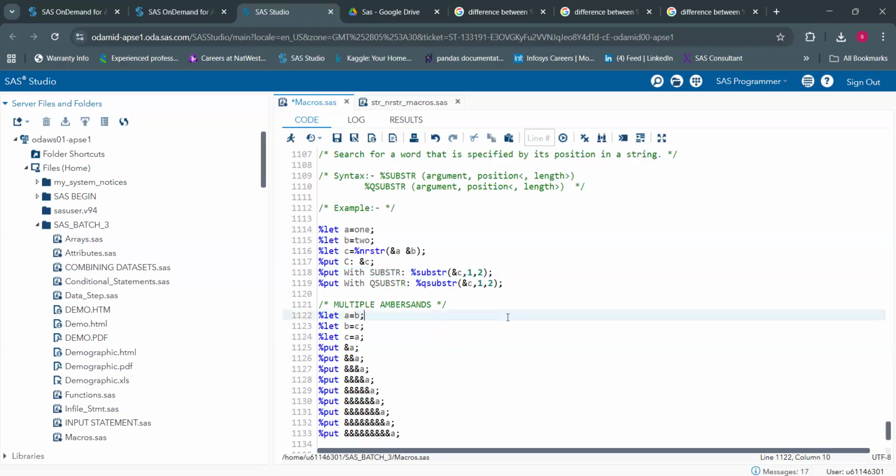What will I be getting in these two values? So, I told you, right? The only difference between substring and Q substring is that Q substring only masks the values of ampersand and percentage, such that macro won't trigger them. So SAS won't treat them as macro values. Now tell me what I will get in terms of the first substring answer and the second Q substring answer.